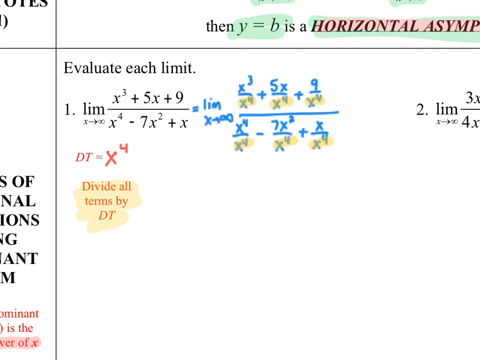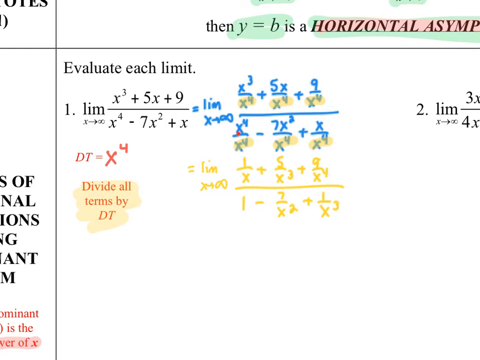So there we go. Each term has been divided by x to the 4th, and now I'm going to simplify. So the limit as x approaches infinity. And I'm just going to use rules of exponents to simplify each one of these one by one, so it looks a little nicer. x cubed over x to the 4th is 1 over x. 5x over x to the 4th is 5 over x cubed. 9 over x to the fourth, nothing simplifies with that guy, so he stays the same.